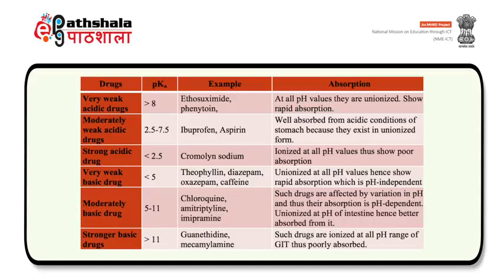For moderately basic drugs having a pKa between 5 to 11, like chloroquine, amitriptyline, imipramine, these drugs are affected by the variation in the pH and thus their absorption is pH dependent. They are unionized at pH of intestine and hence better absorbed from there. And strongly basic drugs having a pKa more than 11, such drugs are ionized at all pH range of the GI tract and thus they are poorly absorbed.